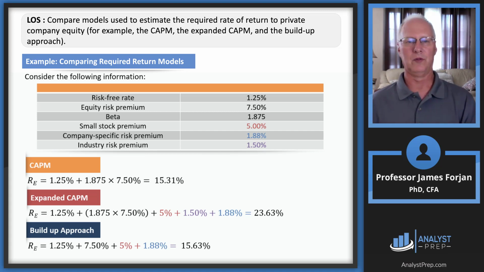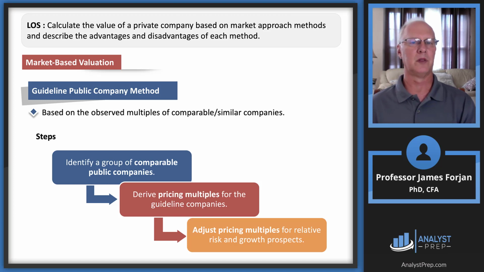So the question then becomes, we compare them. We're deciding about different risks and different premiums, and then, of course, we're going to get different numbers here. I'm not sure if the LOS asks us to pick one that is most appropriate. That sounds like a great question to me, but I don't think that is part of the LOS.